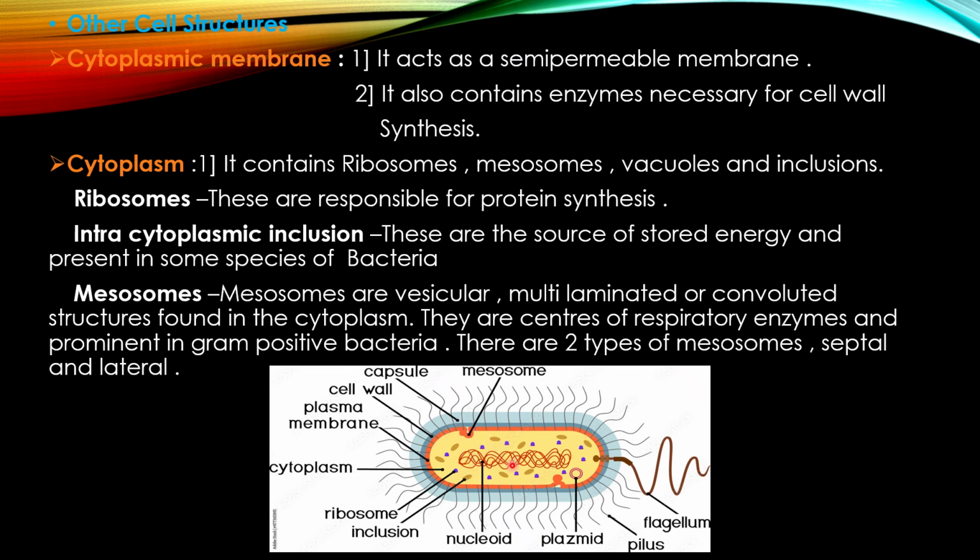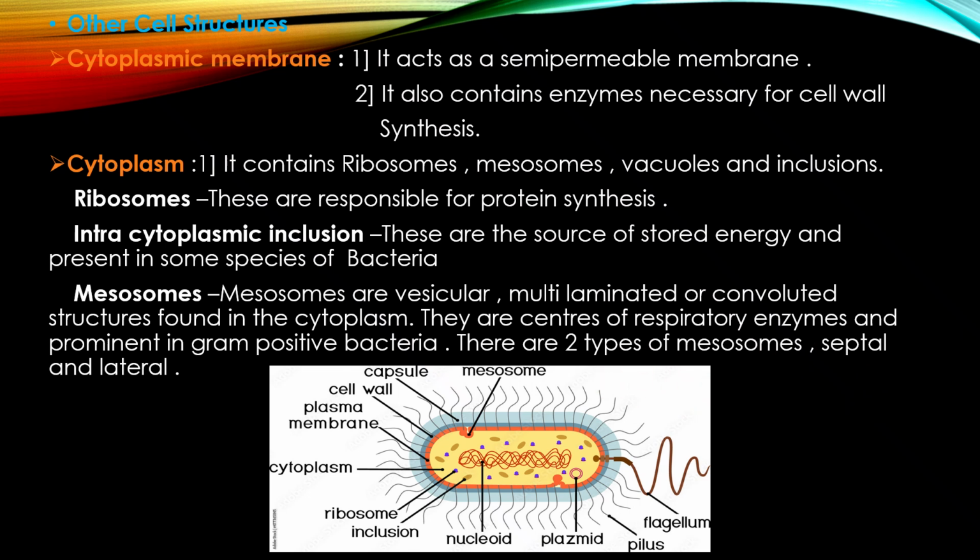Whereas lateral mesosomes do not have any connections here. See here, there is no connection with the nucleoid, and these are called lateral. Mainly the respiratory enzymes will be present here. So these are the two types of mesosomes.